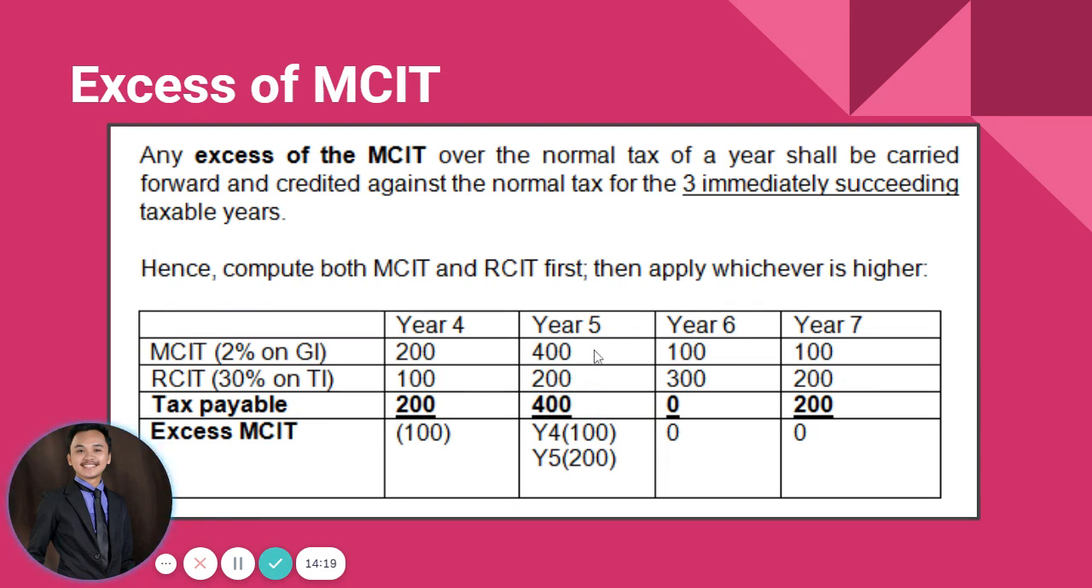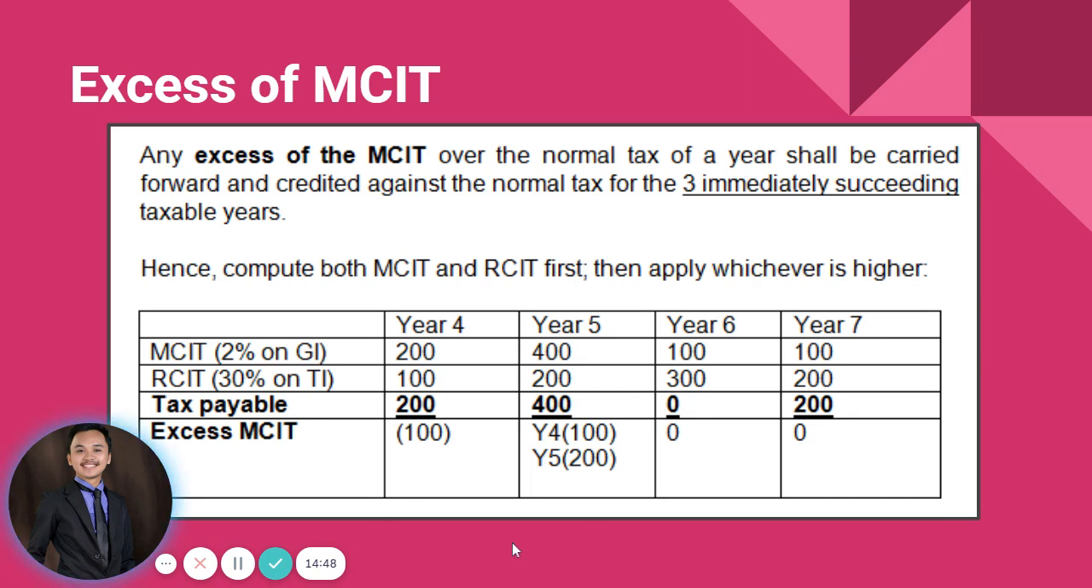But again, the good thing is you could accumulate your excess of MCIT. So you have 100,000 from year 4 and then you have an additional excess of MCIT of 200,000 for year 5. So therefore, for year 5, you will now have a total excess MCIT of 300,000. Okay? You can use that 300,000 for the next coming years.